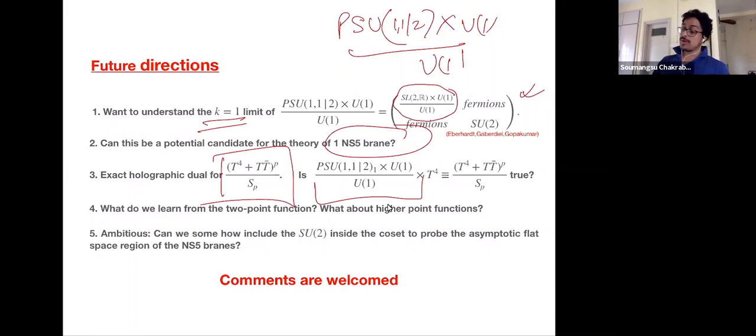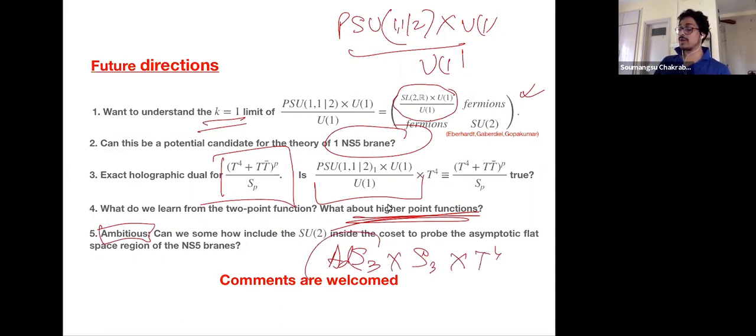And then, as Loga pointed out, higher point functions. What about higher point functions? Yes, these are things that one needs to calculate. And one more thing, maybe it's ambitious, maybe it's just nonsense. Basically you have AdS3 times S3 times T4, and whatever I am doing so far is with this.